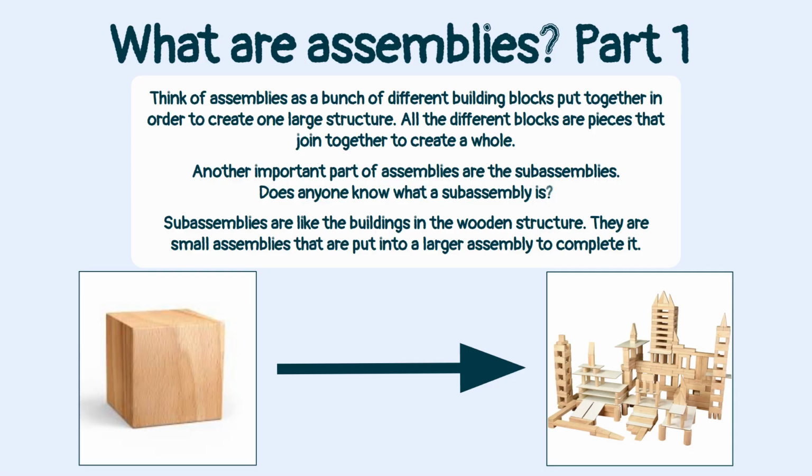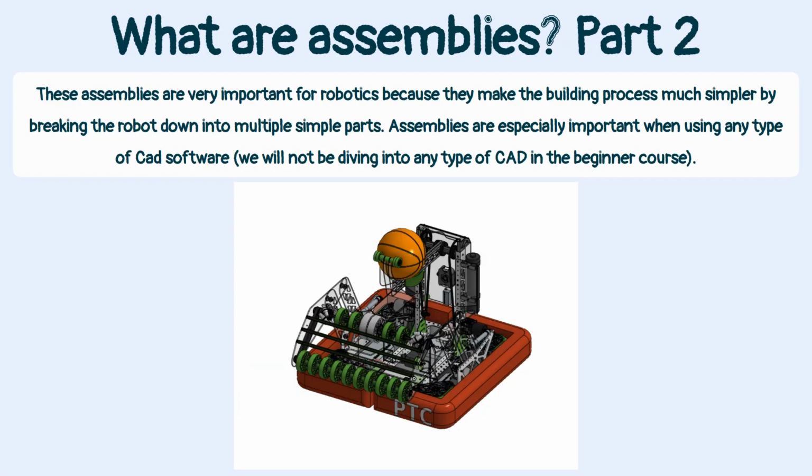We've already established that assemblies are important to robotics. But why? Well, because especially if you do CAD design, when designing or building a robot, things can get complicated really fast. So by splitting the bot up, you can make easier, more manageable tasks that can be divided up between team members. This makes the building process efficient, easy, and fun.